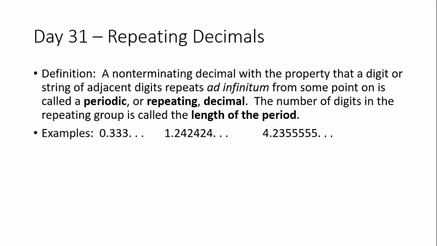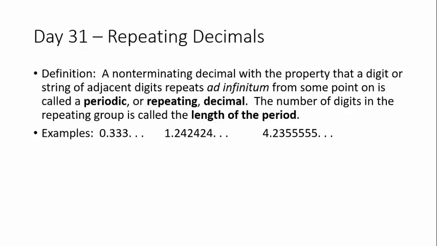Here we have a definition. A non-terminating decimal with the property that a digit or string of adjacent digits repeats ad infinitum from some point on is called a periodic or repeating decimal. The number of digits in the repeating group is called the length of the period.